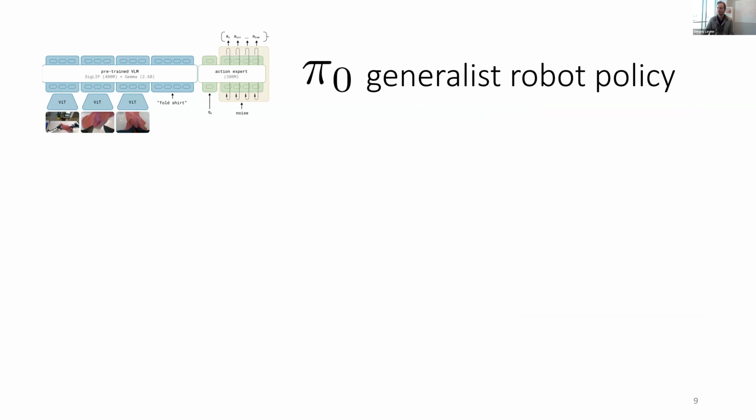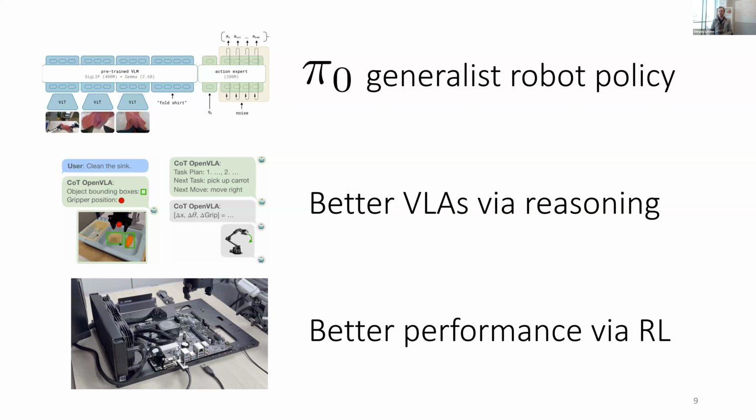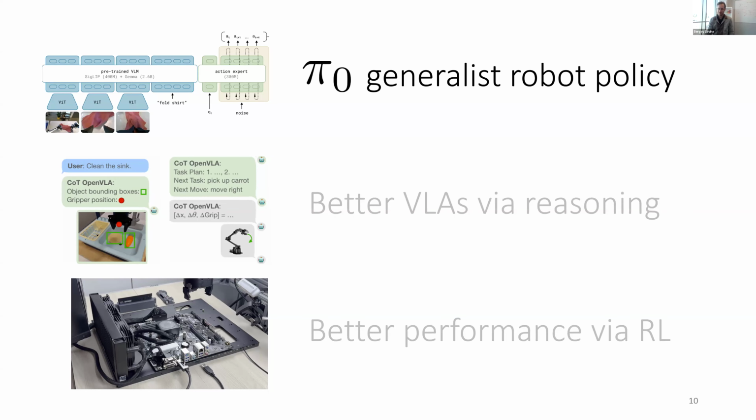I'll tell you about the Pi0 generalist robot policy, which addresses some of these limitations of the first generation of VLAs. I'll tell you about how we can better leverage the semantic and internet scale knowledge in VLMs by employing sequential reasoning. And then I'll talk about how we can attain better performance via reinforcement learning. And that will come together, I think, with VLAs in a big way in the future. So that will lead up to our discussion of future work. But let's start with the Pi0 generalist robot policy.